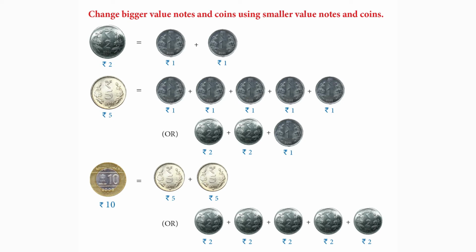You have a 10 rupee coin, and if you want change for this 10 rupee coin, you will get two 5 rupee coins, because 5 plus 5 is 10. Very good. Or you can get so many 2 rupee coins. How many? Count and see. 1, 2, 3, 4, 5. So you can get five 2 rupee coins as change.